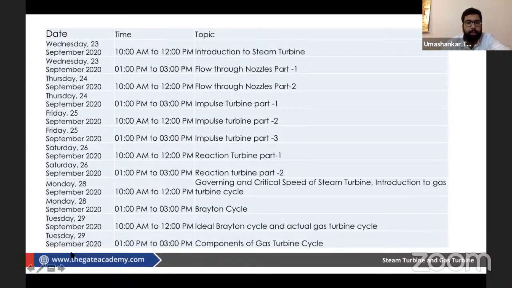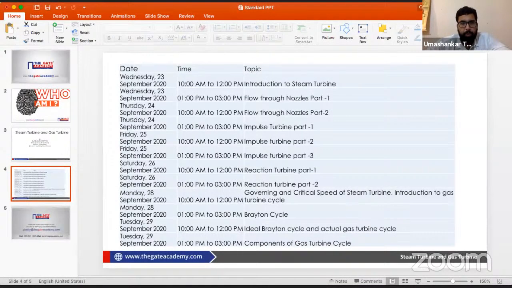We have completed everything in the previous session, including the ideal Brayton cycle. The actual gas turbine cycle was pending from the previous session. In this lecture, we will complete the actual gas turbine cycles, and we will also have a very brief discussion of the components of the gas turbine cycle. Let us quickly go to our discussions.